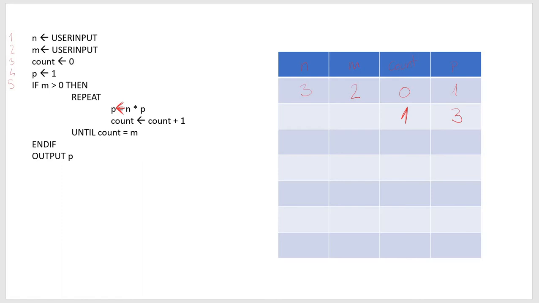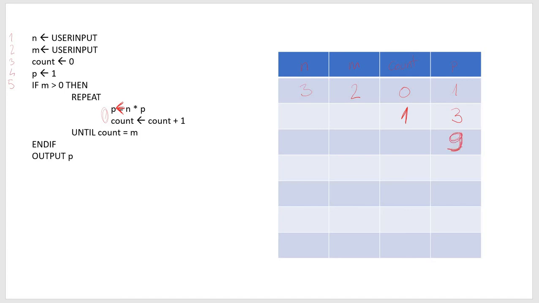Now we have a condition that is being checked. We're going to repeat these two lines of code until count is equal to m. If we look at our trace table here, we can see that count is 1 and m is 2, so they are not equal. Therefore the loop is going to iterate again. So then p is being assigned whatever n times p is. We have 3 times 3, which gives us the number 9.